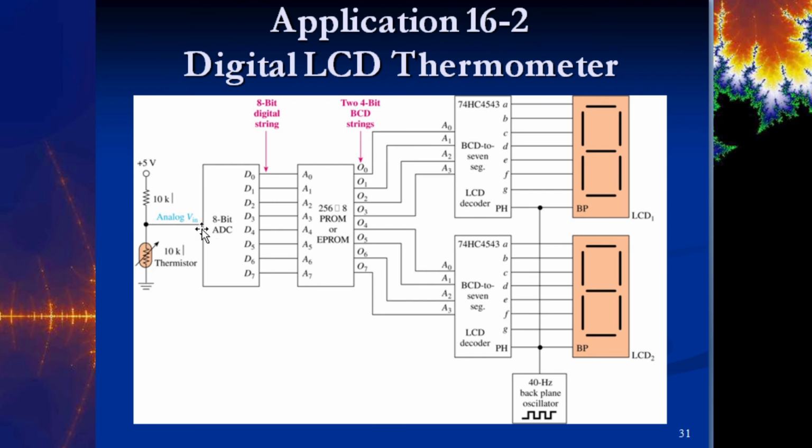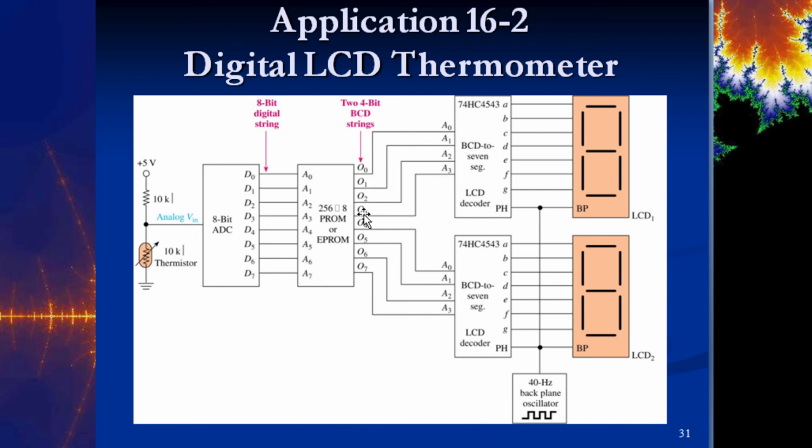So the analog voltage into this analog to digital converter is going to change based on what the temperature is. Then we take that analog voltage in, convert it to an 8-bit digital string. That can be passed on to the EEPROM or the PROM here. Now here's the thing, for this to work, we would have to have some type of a lookup table in here, because we're using these 1, 2, 3, 4 bits right here as a BCD number.